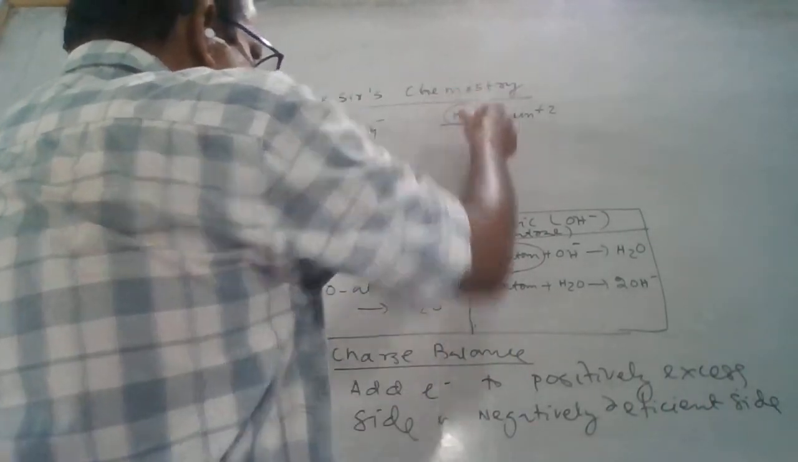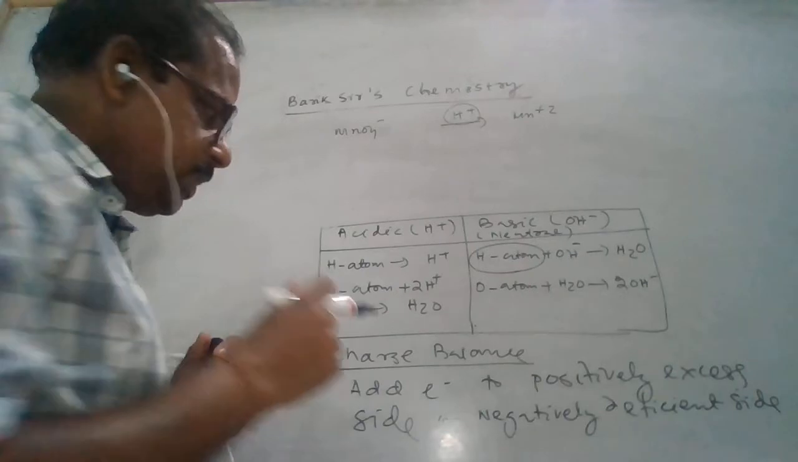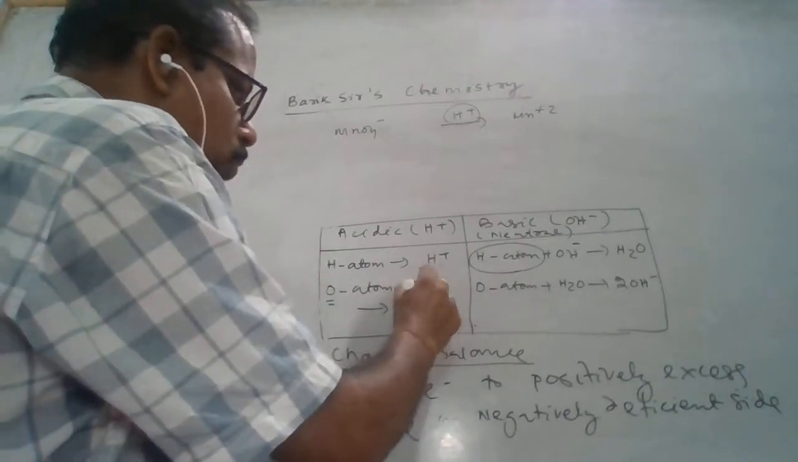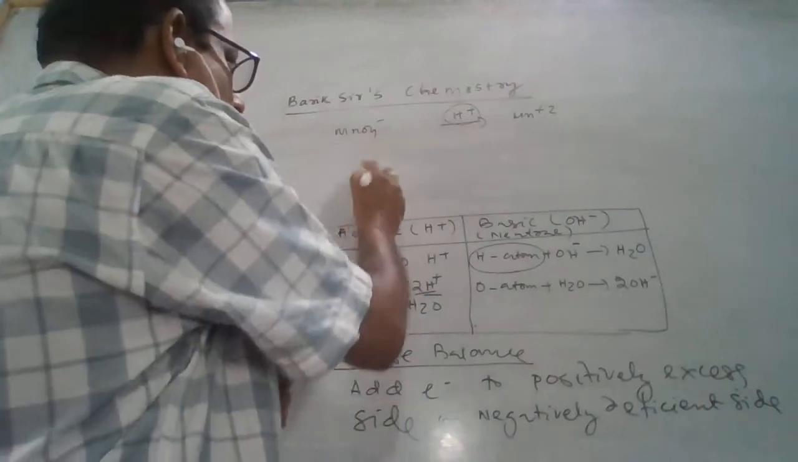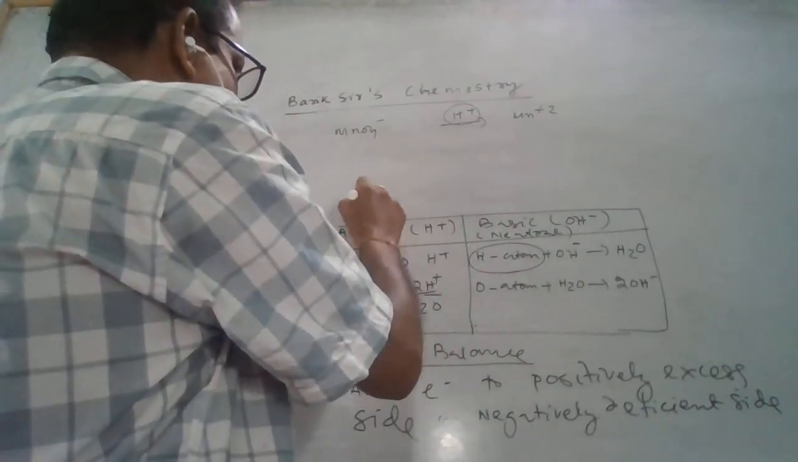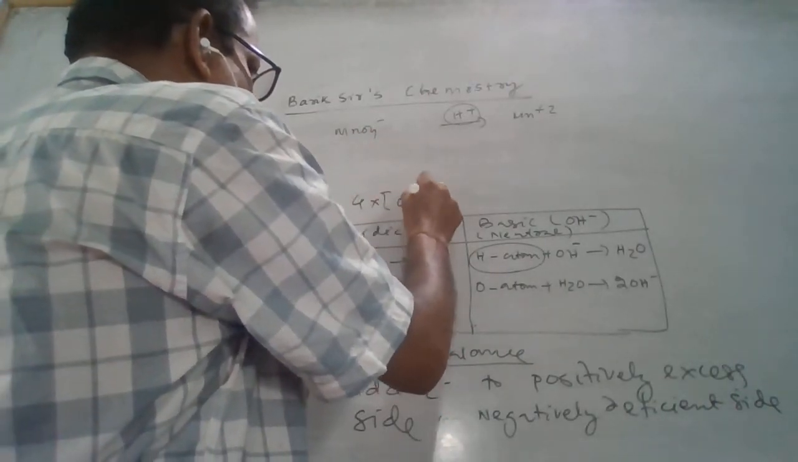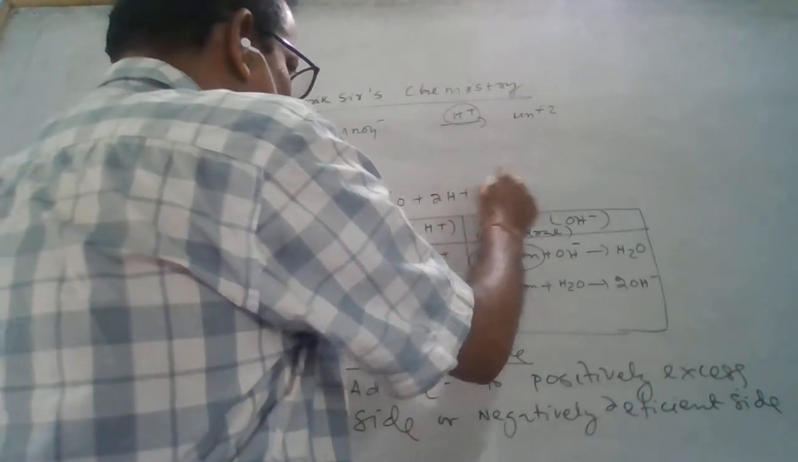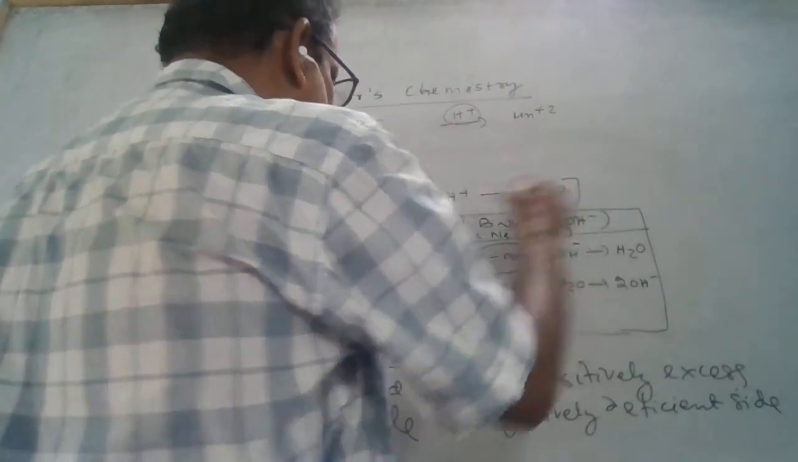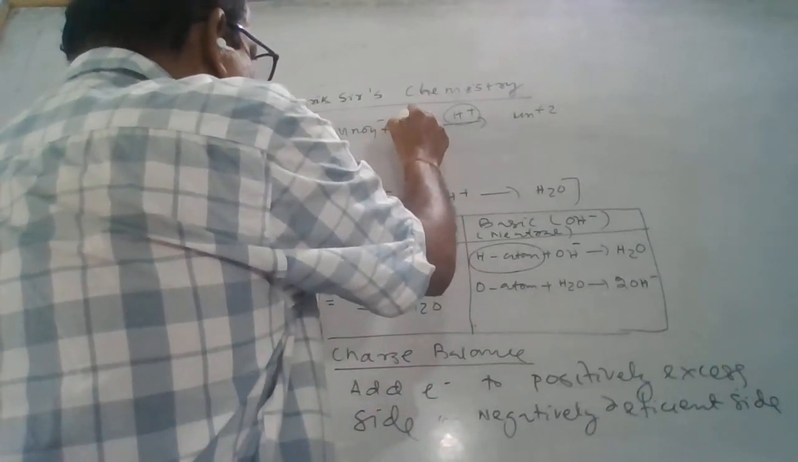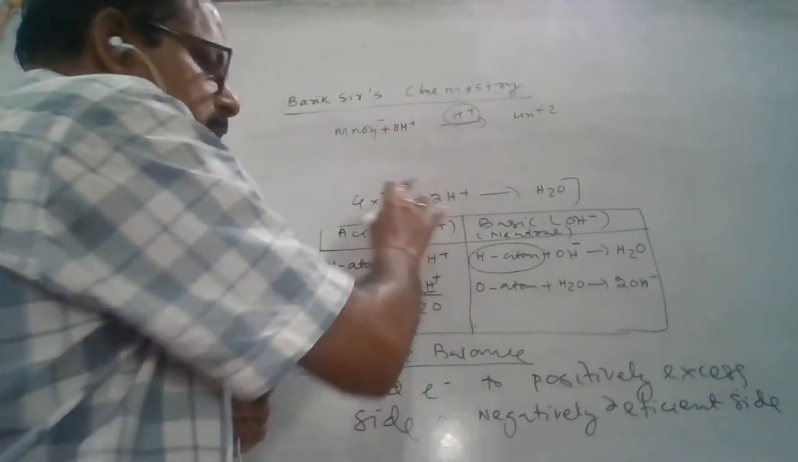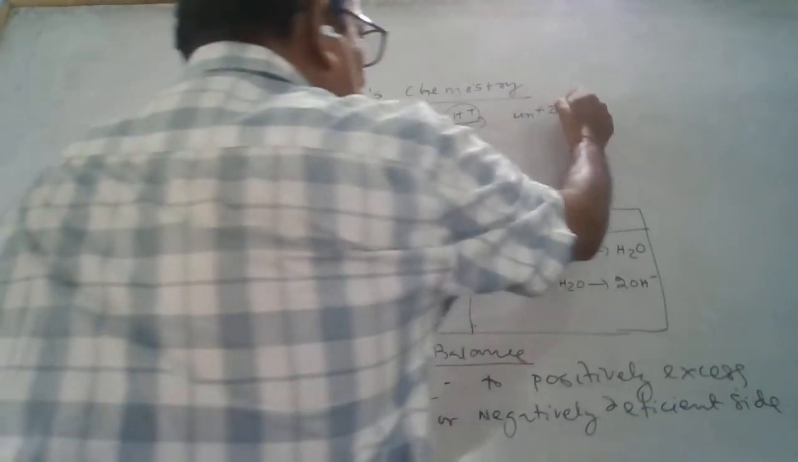The medium is acidic, H plus is given, which means the medium is acidic. For the oxygen balance, you have to add 2 H plus to the same side and 1 H2O to the opposite side. For 1 oxygen you add 2 H plus on one side and 1 H2O on the opposite side. For the 4 oxygen, you have to add 8 H plus ion. 4 into 2 means 8 H plus ion, and 4 H2O to the opposite side.